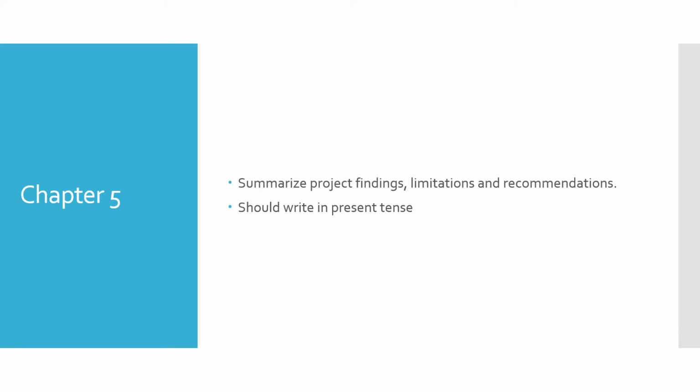Okay, that is an example. Basically that was what you should include in your chapter 4, and now we will look at what we should include in chapter 5. For chapter 5, basically we will summarize the project findings, and then the limitations and also recommendations, and we should write our chapter 5 in present tense.